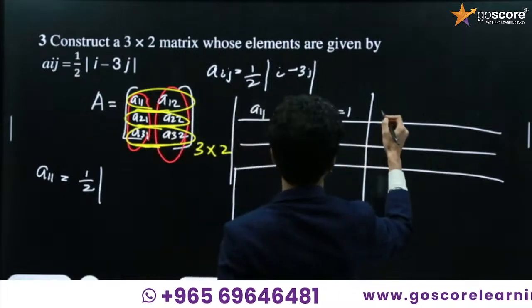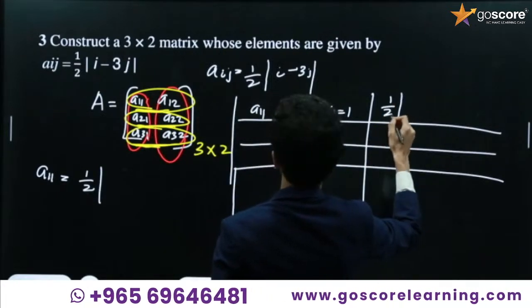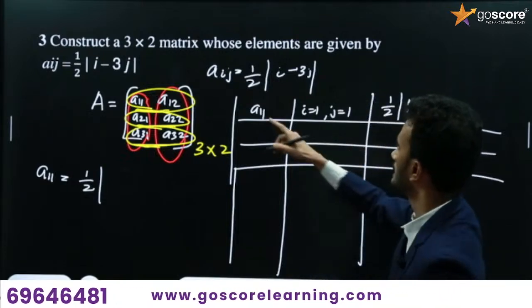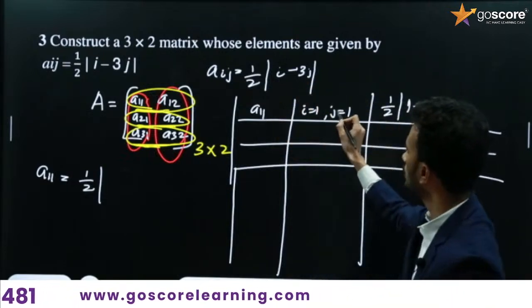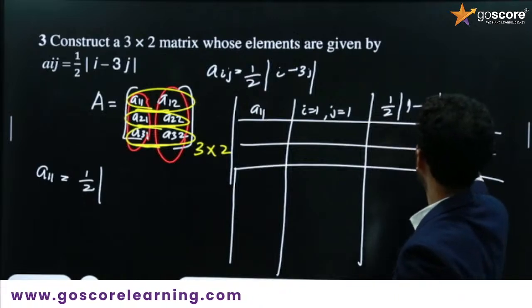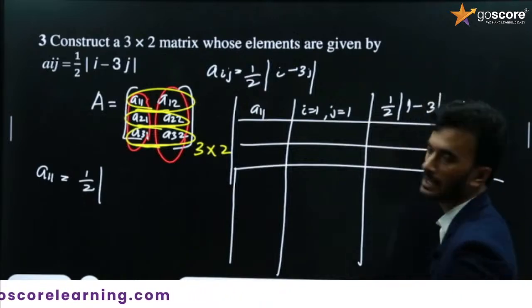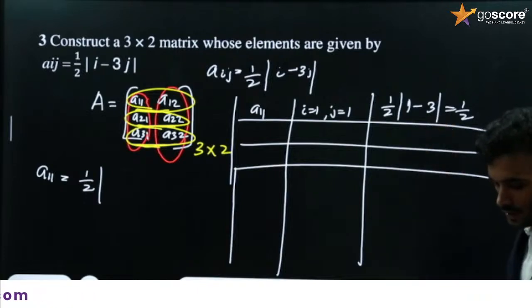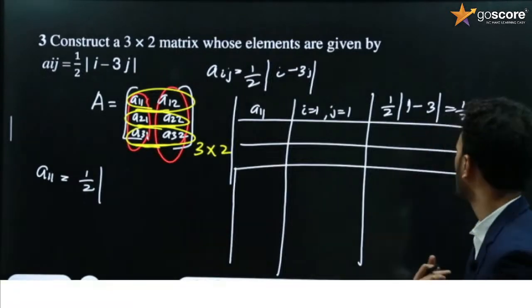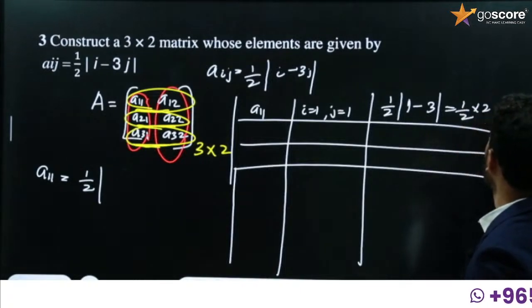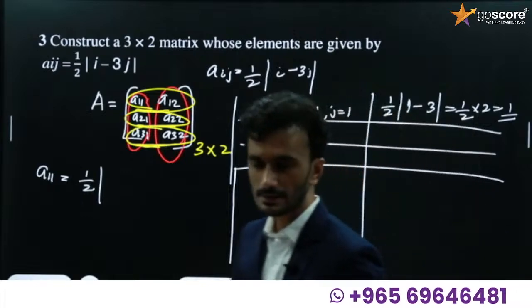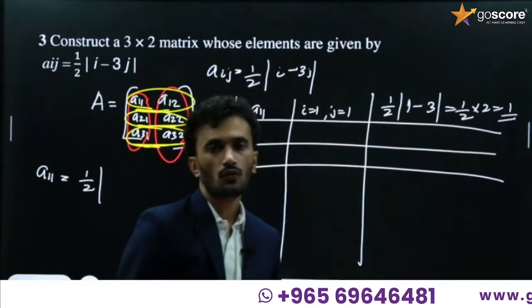So first, 1 by 2 into modulus of I is 1, 1 minus 3 into 1, it is 3. So it is equal to 1 by 2 into modulus of 1 minus 3. What is 1 minus 3? It is minus 2. What is the modulus of minus 2? It is again 2. So 2 and 2 cancel. First value, A11, is 1.